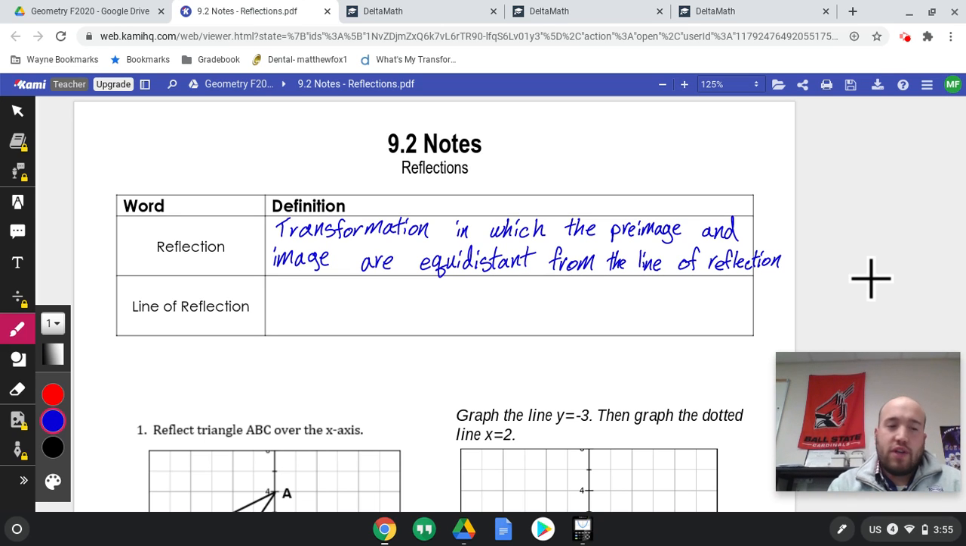All right, good morning and welcome back. Today we're talking about another type of transformation. We're talking about reflections. Okay, so on Monday we talked about translation where it slides.